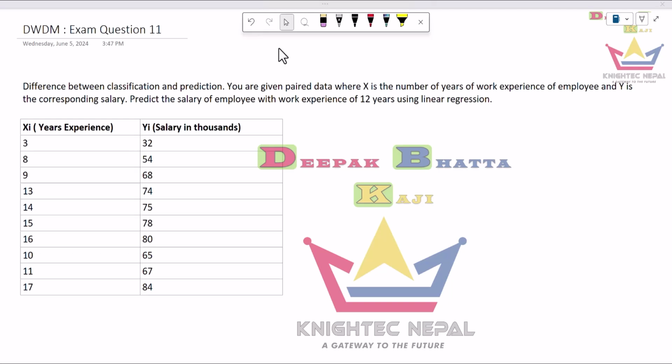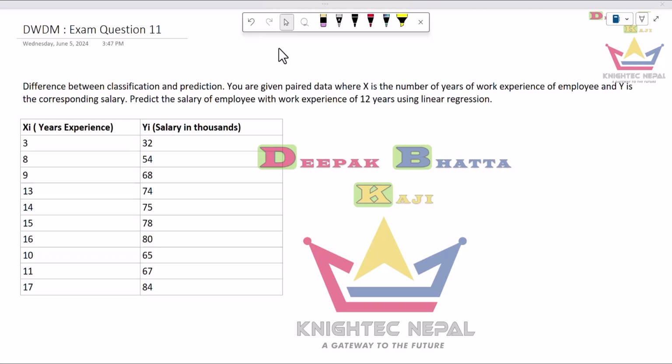As you can see, this is a question that was asked in the CSIT exam of the data warehousing and data mining subject. We are going to solve this problem in a simpler way.